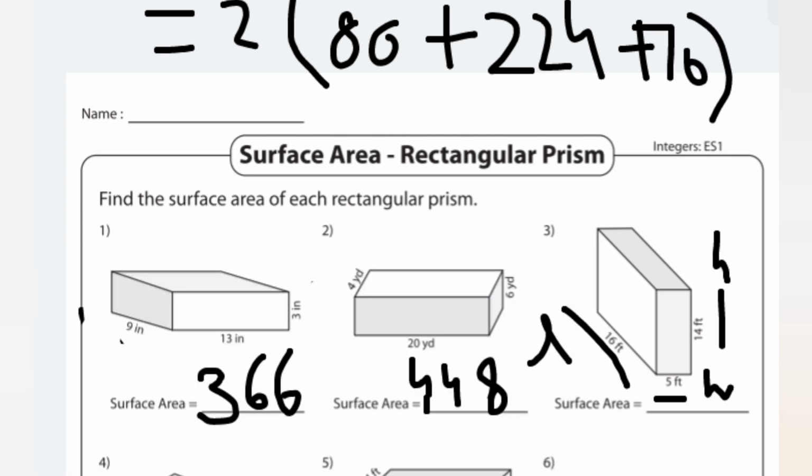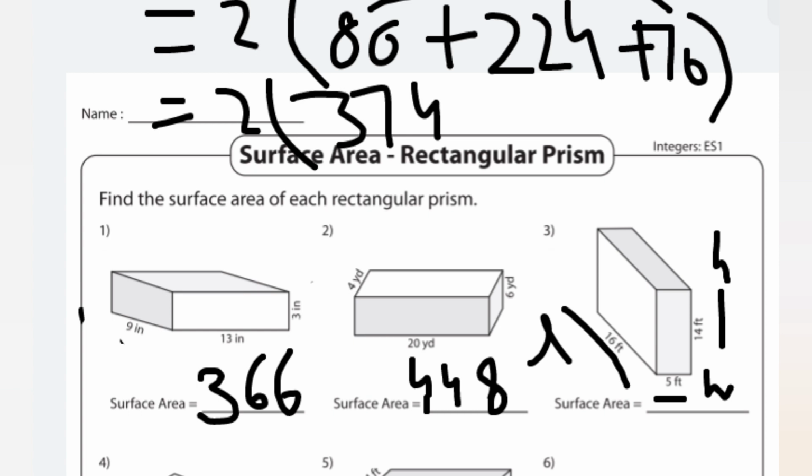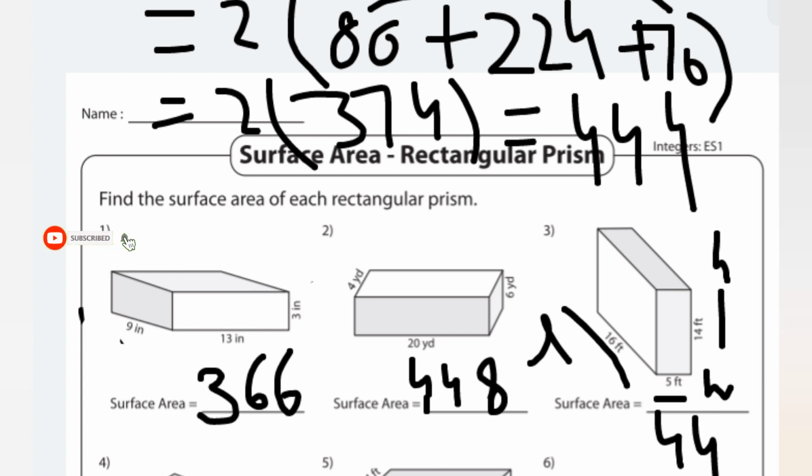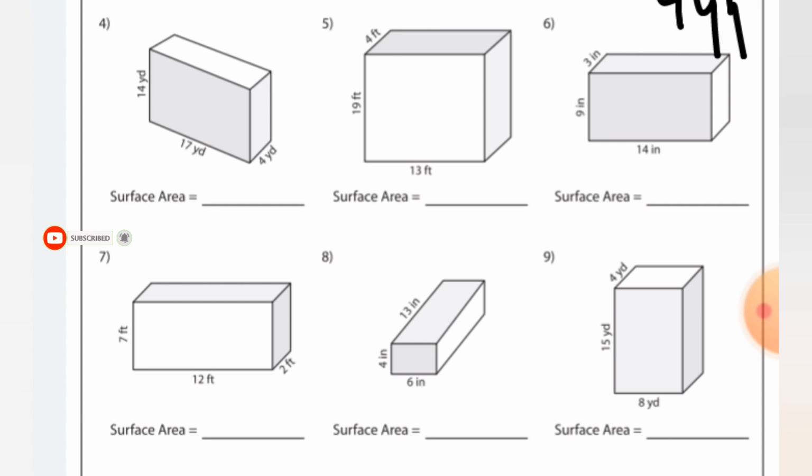In the next step we will just add these values. So 80 plus 224 plus 70. So we got 374. And after that we got 444. This one is our final answer for this part, 444. And the other parts are your homework. You can solve them by yourself and answer in the comment section.